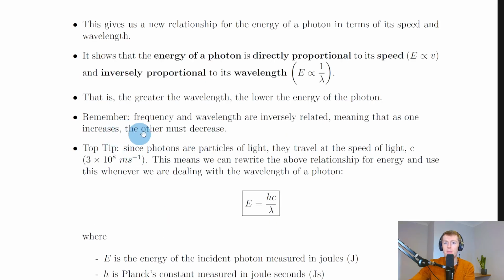It then says, remember that frequency and wavelength are inversely related, meaning that as one increases, the other must decrease. This can be useful when doing calculation questions if you're told that one of them, say frequency, increases, and you need to think about what happens to wavelength, and therefore wavelength would decrease in that case.